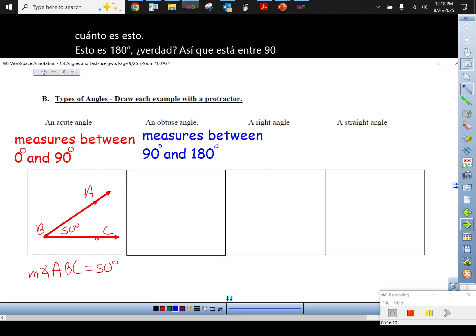Let's draw an obtuse angle. Let's start with a ray, just pointing to the right. And I want to measure a 120-degree angle.